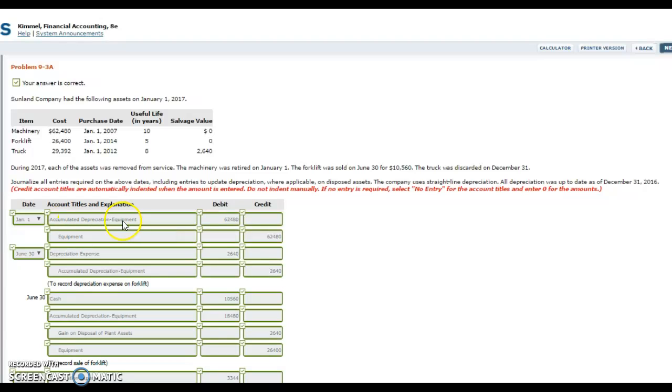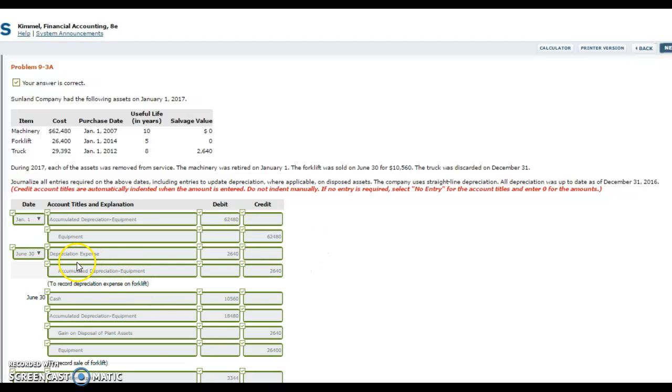So in order to record that, we would debit accumulated depreciation equipment, because we want to reverse the entry that we have been making over the last 10 years to record the depreciation expense. And then we're going to credit equipment for the full cost of the equipment, so that it basically zeroes out and it takes both the accumulated depreciation and the equipment off of your balance sheet, so that you no longer show it as an asset, because we did retire it and it did have a salvage value of 0. So that goes ahead and zeroes out that entry.